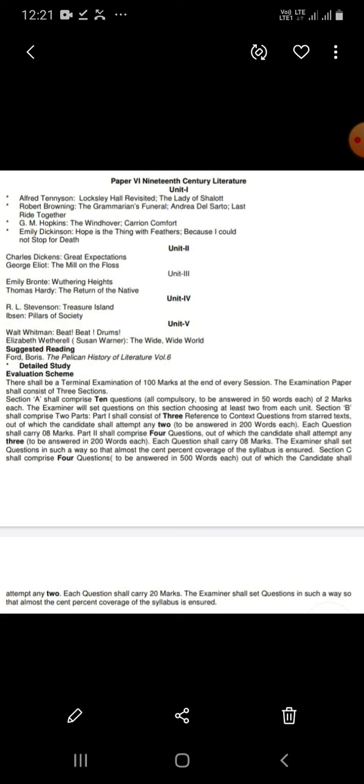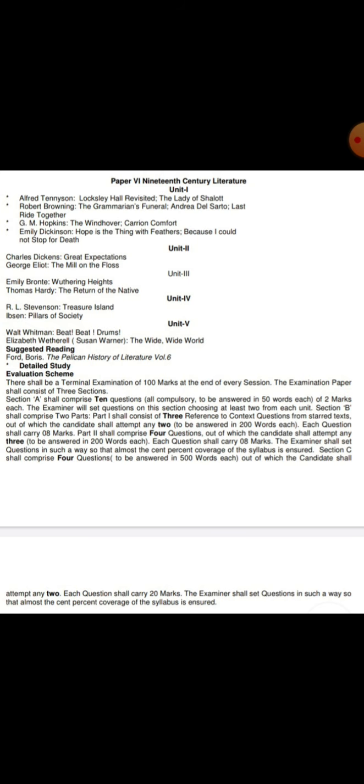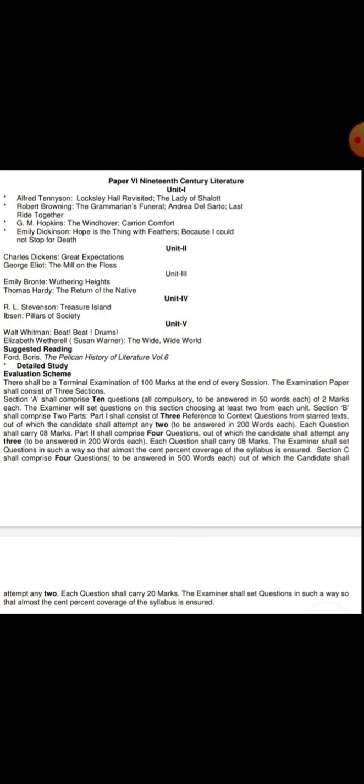Section B will be having 2 parts. In part 1, there will be 3 reference to the context questions from the star texts. I told you earlier that star texts are for detailed study. That means you'll be having reference to the context questions from them. Out of those, you have to attempt any 2, and the word limit will be 200 words. So each question will carry 8 marks.